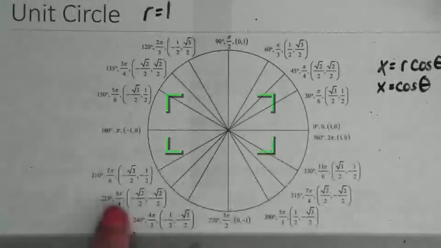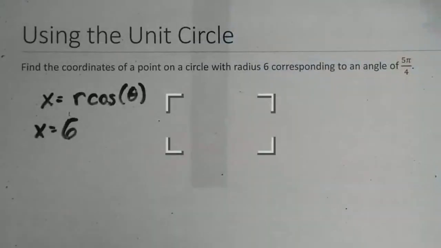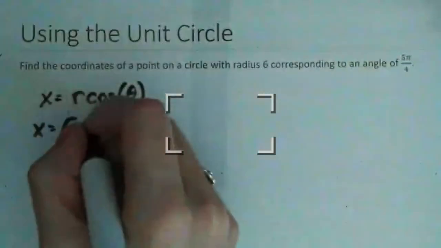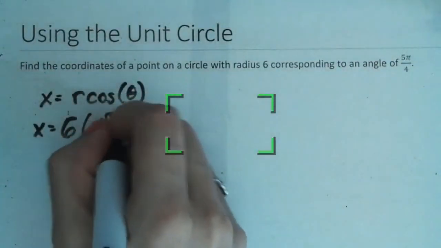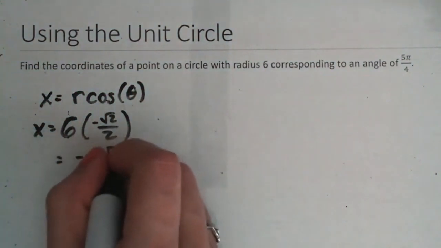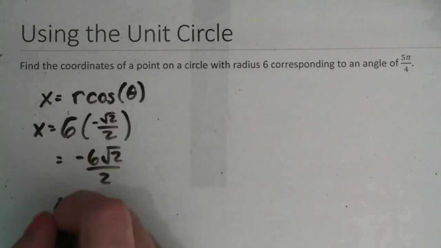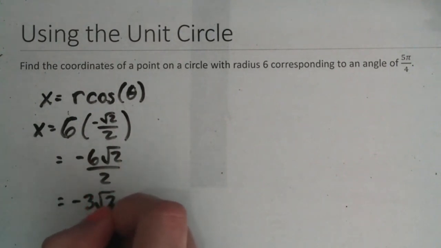5 pi over 4 is right here. The cosine comes from the x value. So that means our cosine is negative square root of 2 over 2. So that's going to be negative 6 square root of 2 over 2. And the 6 and the 2 divide out, so I get negative 3 times the square root of 2.